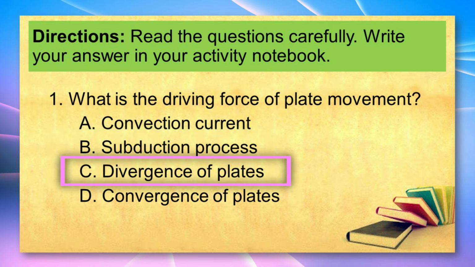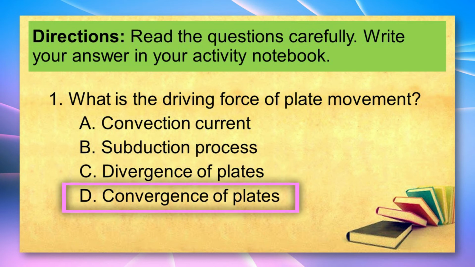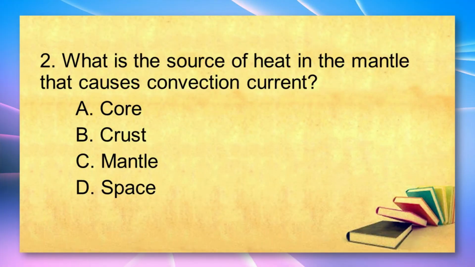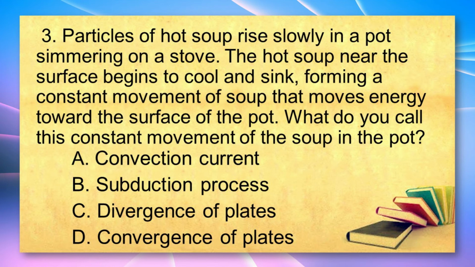C. Divergence of plates. D. Convergence of plates. 2. What is the source of heat in the mantle that causes convection current? A. Core. B. Crust. C. Mantle. D. Space.